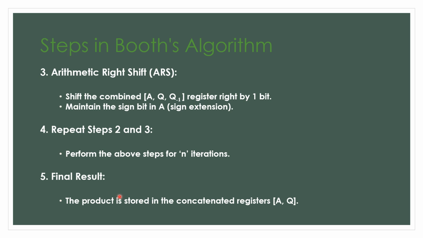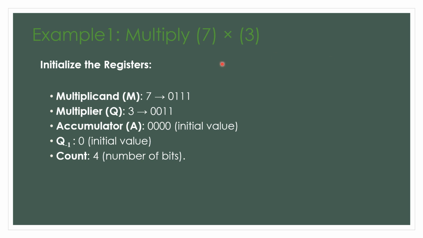To get the product, we combine or concatenate the register values A and Q. That is the final product of the particular multiplication. So this example explains how to perform Booth's multiplication. This is the example for multiplying 7 into 3. So we know the product value is 21. Using Booth's algorithm, we perform it step by step.